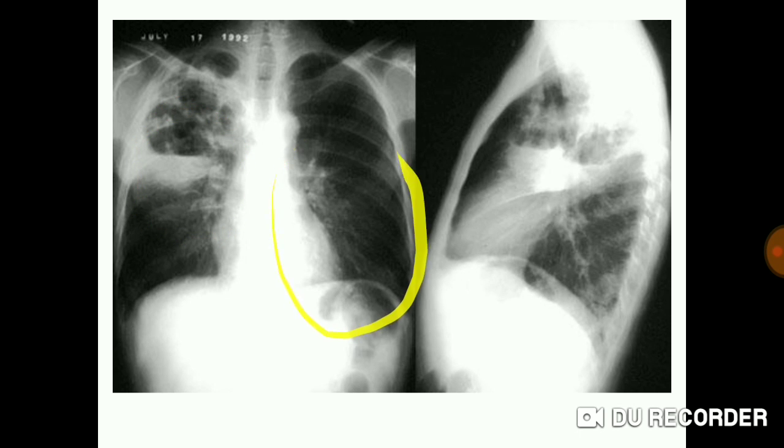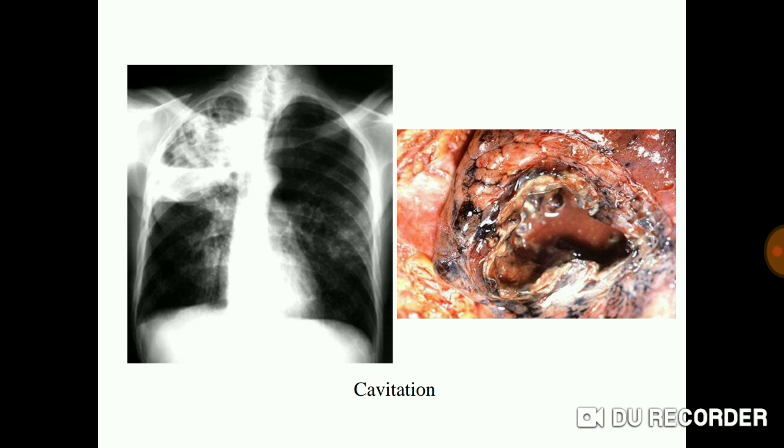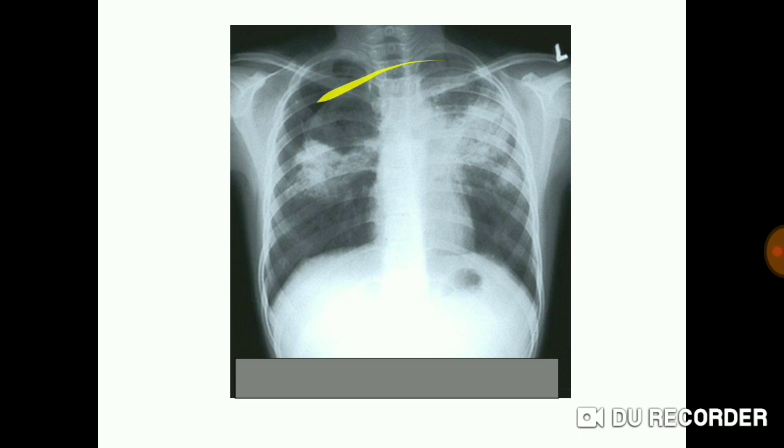Cavitation. Cystic changes in the area of consolidation due to the bacterial destruction of the lung tissue. Notice the air fluid level. This is the cavitation. Case 5. Tuberculosis. Case 6.